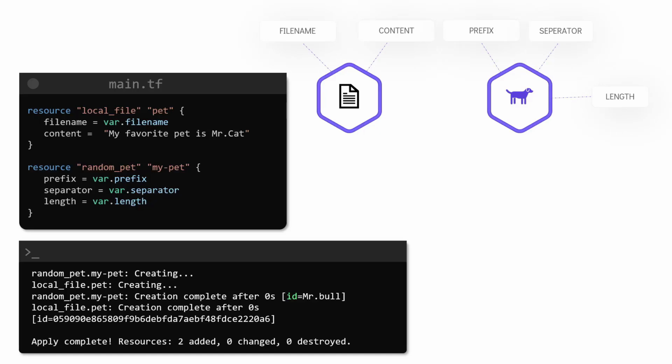For the file resource, we have used the file name and content as the arguments. And for the pet resource, we have used the prefix, separator, and length. When this configuration is applied, Terraform creates a file and a random pet resource. The name of the random pet is displayed on the screen as an ID, which is Mr. Bull in this case.